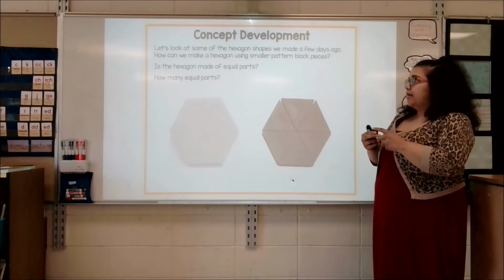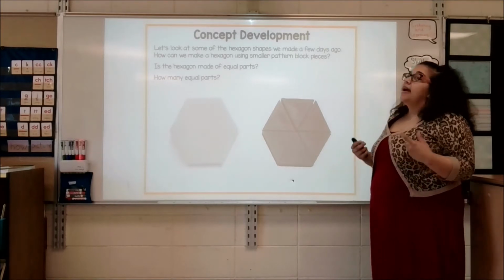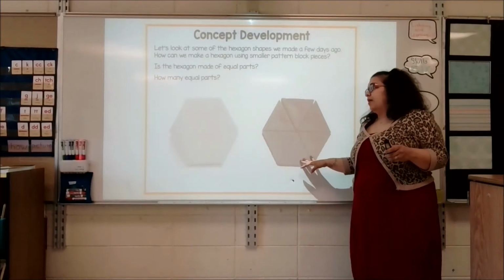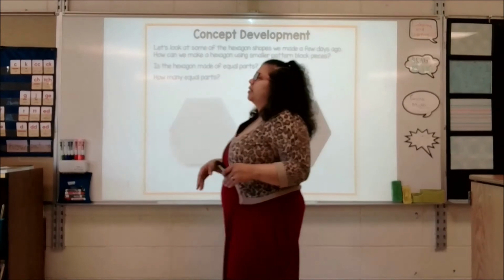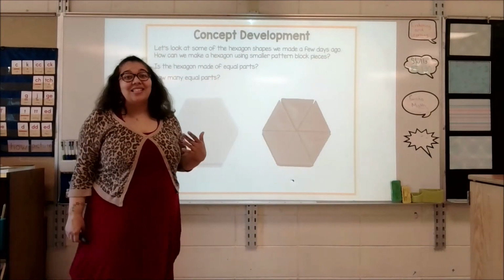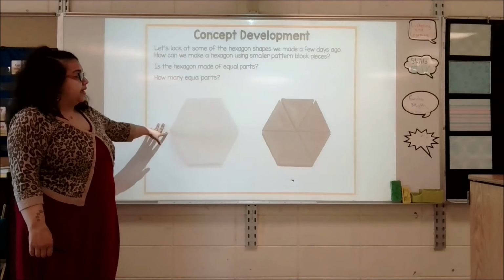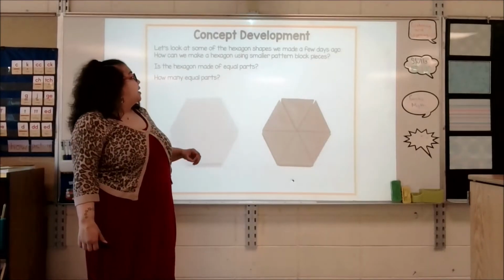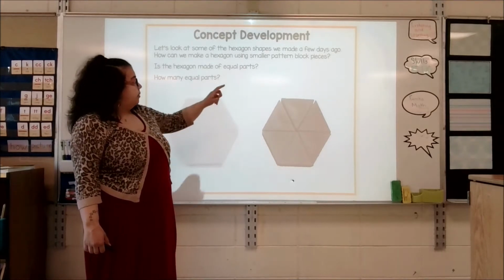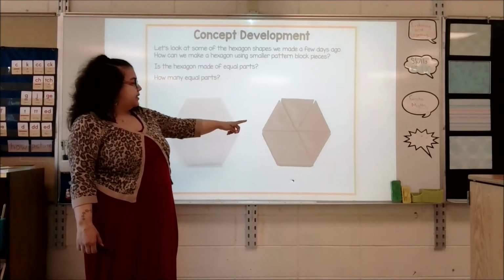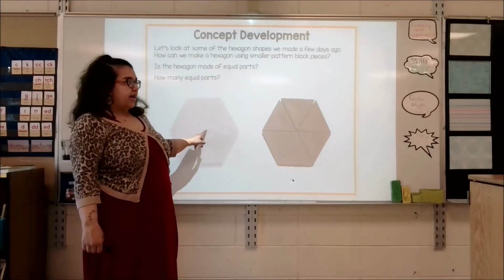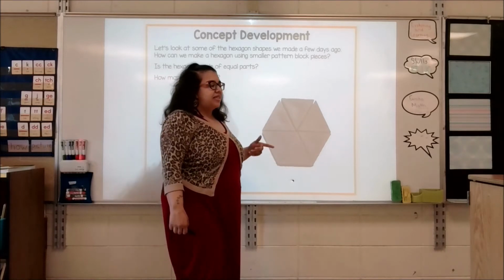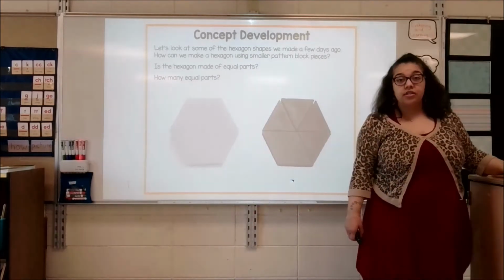So last time we met, we looked at composite shapes, and we looked at building up shapes from a smaller shape. We also looked at larger shapes and saw what smaller shapes can fit inside of the shape. In this depiction, we see the hexagon made out of triangles. How many smaller pattern block pieces, triangle pieces, did I use to make a hexagon? 6. Excellent. I used 6 triangles to make the hexagon.